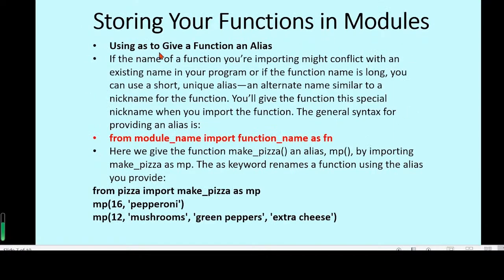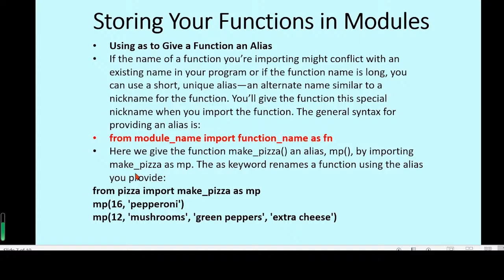And using as to give a function an alias. If the name of a function you are importing might conflict with an existing name in your program, or if the function name is long, you can use a short unique alias, an alternate name similar to a nickname for the function. You give the function this special nickname when you import it. The general syntax for providing an alias is: from module_name import function_name as alias. So here we give the function make_pizza the alias mp.